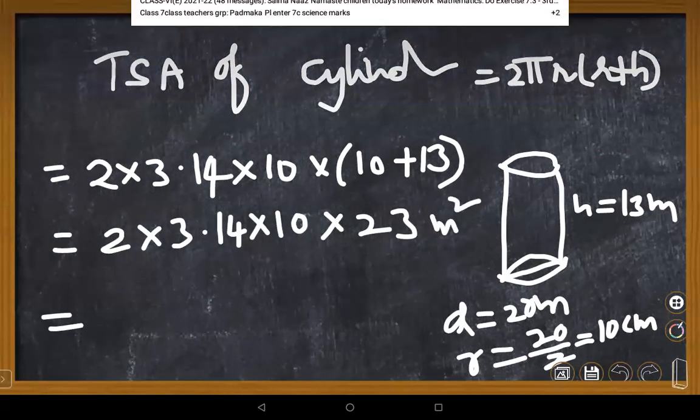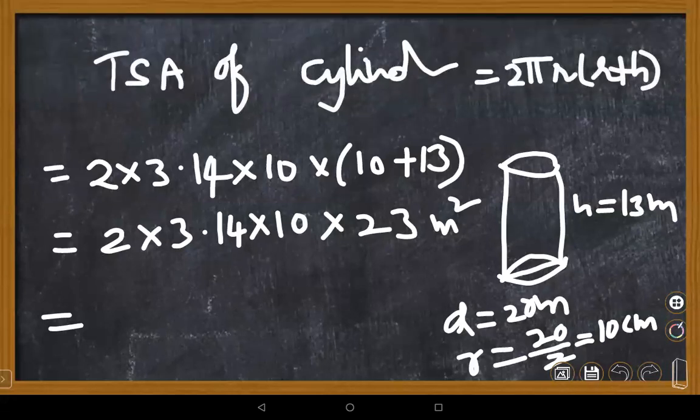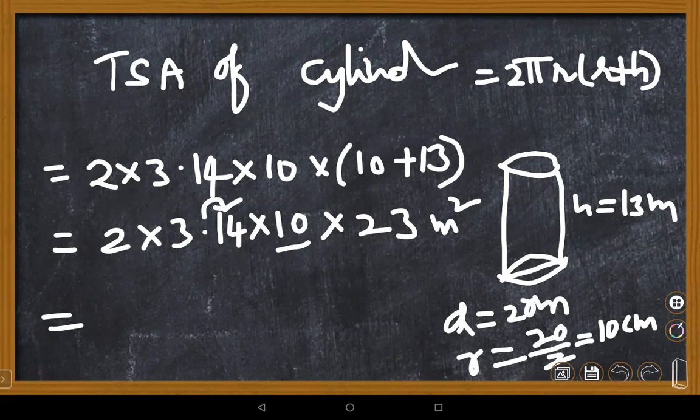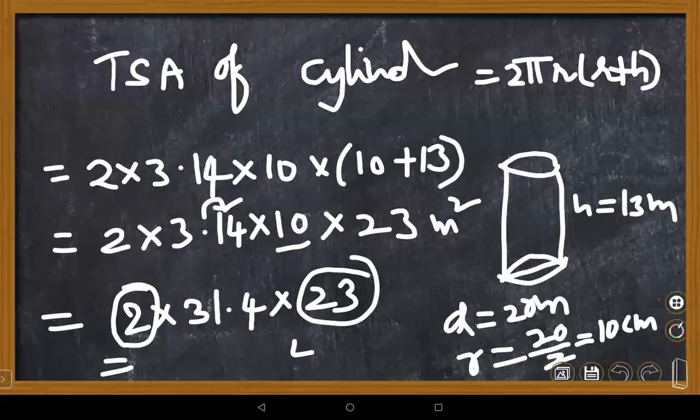Area, meter square. Yes, children. Multiplied with 10 means decimal jumps towards one place. It's 31.4. 2 multiplied with 31.4 multiplied with 23. Come on, children, 23 two times. What is 23 two times? 23 twenty, yes, 46 multiplied with 31.4.